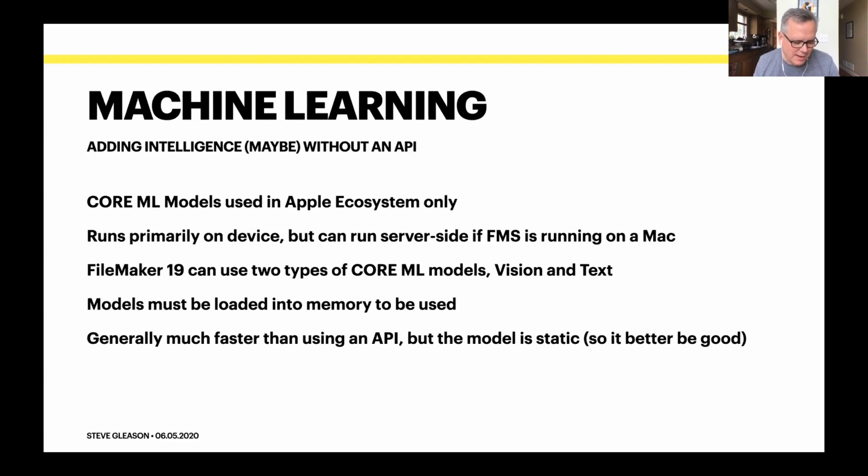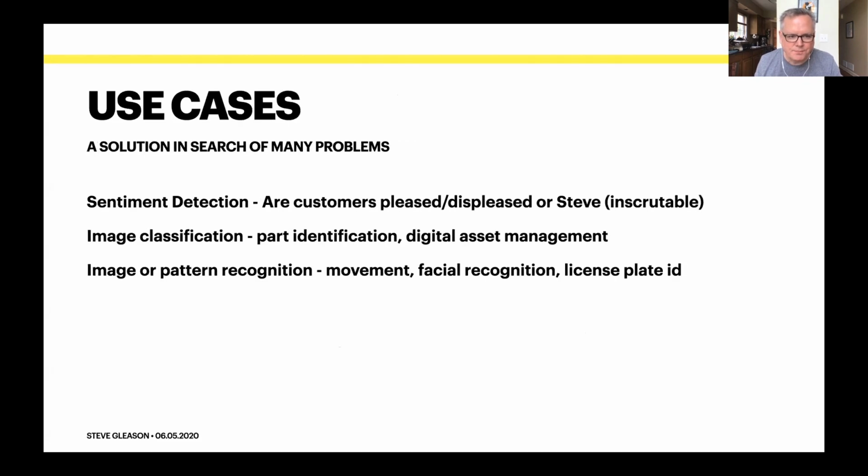The best way to think about it is it's kind of a temporary local API or a plugin, but the models that you load in are static. So it better be pretty good. There are several different use cases. Claris shows an example of an auto parts store where someone brings in a part and they take a picture of it and it identifies it as a piece for a 1978 Mercury Comet. Some other business uses are sentiment detection, trying to tell if your customers are happy either visually or in their text messages.